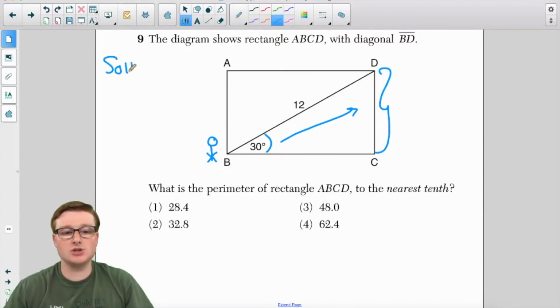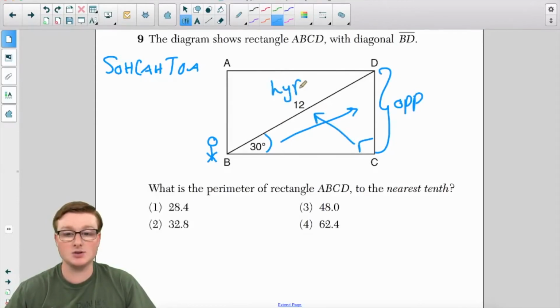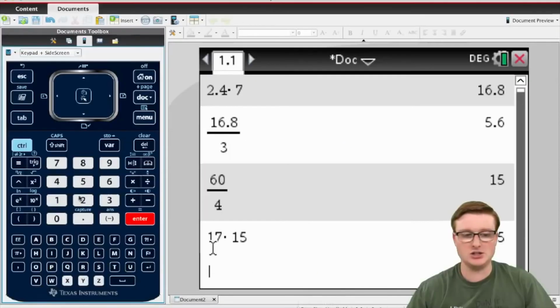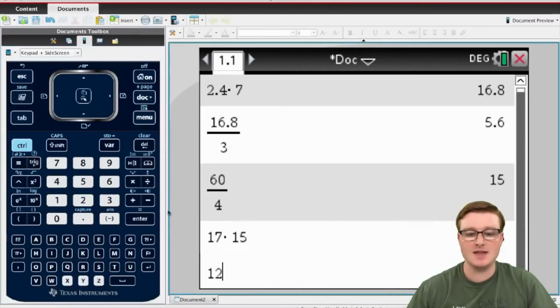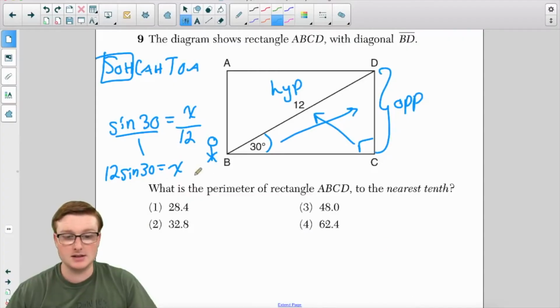We could say, all right, we're going to use SOHCAHTOA because we need to find the perimeter of this whole thing. So that's your opposite. And since this is a rectangle and that's a right angle, this is your hypotenuse. So we are using sine. So the sine of 30 degrees is equal to the opposite, which is x, over the hypotenuse, which is 12. And you put that over 1. Now we cross multiply. So we get 12 sine of 30 is equal to x. When you plug that into your calculator, 12 sine of 30, that will give you a result of 6. And there it is. So x is equal to 6.